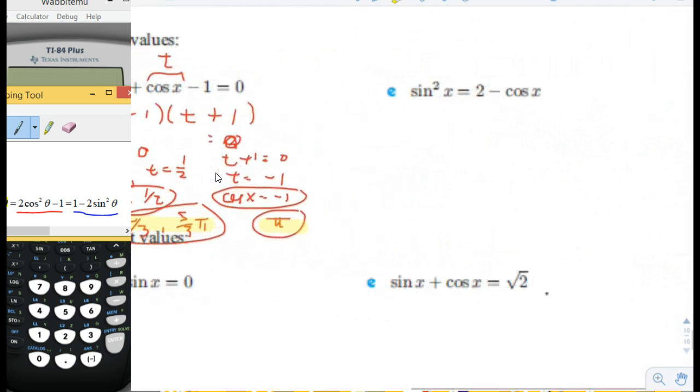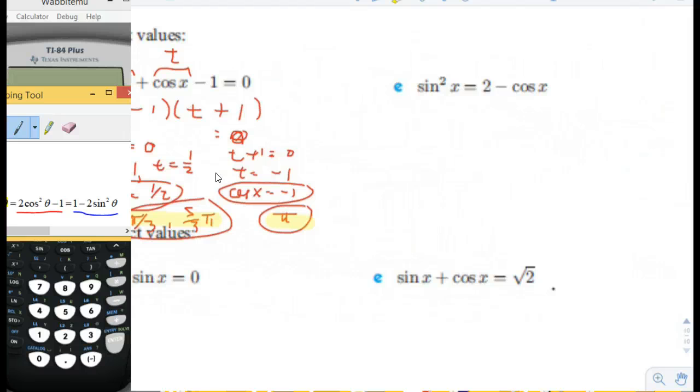Moving on. Sine squared of x equals 2 minus cosine of x. So this is a tricky one because you've got sines and cosines. The first step is you need to change one of these sines into a cosine. Probably the easier one to change would be this one. And you're like, how do you change a sine squared into a cosine? Well, remember, sine squared plus cosine squared equals 1. So sine squared is equal to 1 minus cosine squared, right?